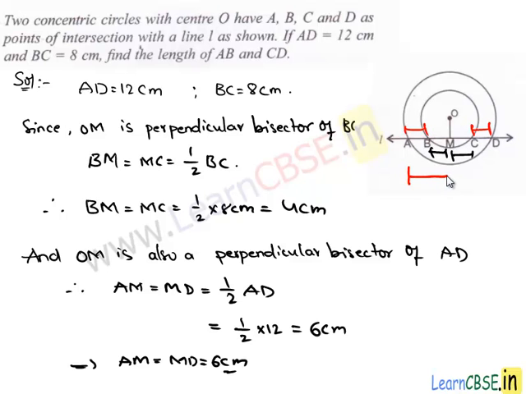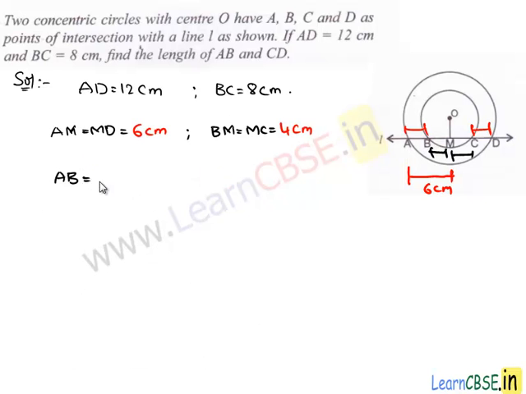Here we have AM, which is 6 centimeters, and here we have BM, which is 4 centimeters. Therefore, we get AB by removing BM from AM. Therefore, AB is equal to AM minus BM, and it is equal to 6 centimeters minus 4 centimeters, which is 2 centimeters. Similarly, we have to find CD also.